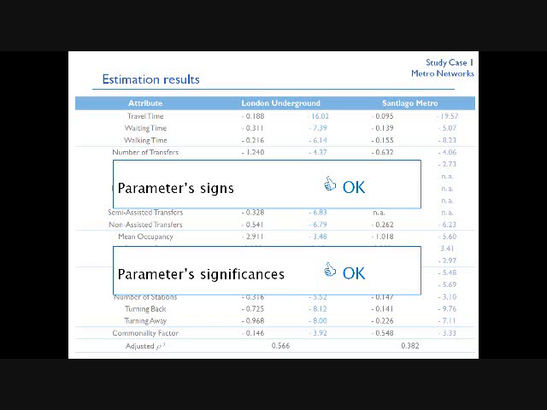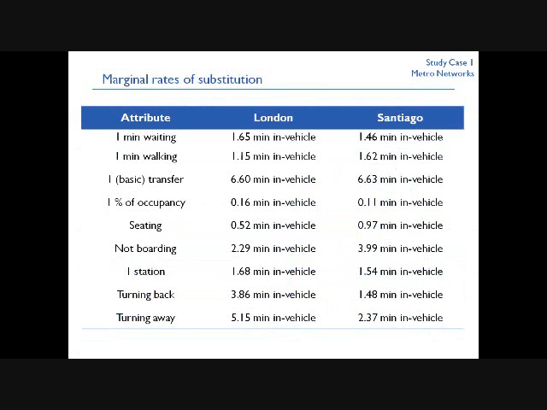But instead of analyzing parameters per se, it's much more interesting to compare and analyze the marginal rate of substitution, how people value some attributes in terms of another. For example, what I'm showing here is how people value different attributes in terms of in-vehicle time. For example, let's analyze the travel time components.